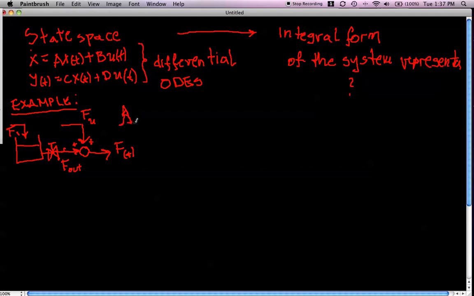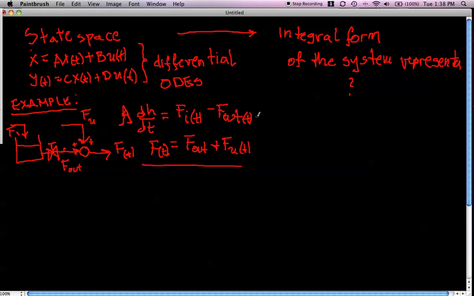The simplest system of differential equations that describe the dynamics of this system, we know already, is given as A, which is the surface of this tank, multiplies dH by dt, input minus output, where this is F in of t minus F out of t. And here we have an output equation. F of t is equal to F out plus F u.